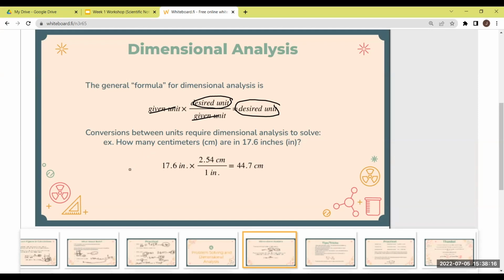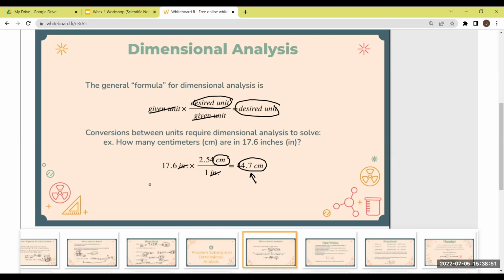So for example, here we have how many centimeters are going to be in 17.6 inches. We can see here, this is a setup right here. We have the inches on the bottom, and then inches on the top is going to cancel out. And then what we're left with is the centimeters. So our answer is going to be in centimeters. And just keep in mind significant figures when you're doing these calculations. So we have a total of 3 significant figures in our answer.